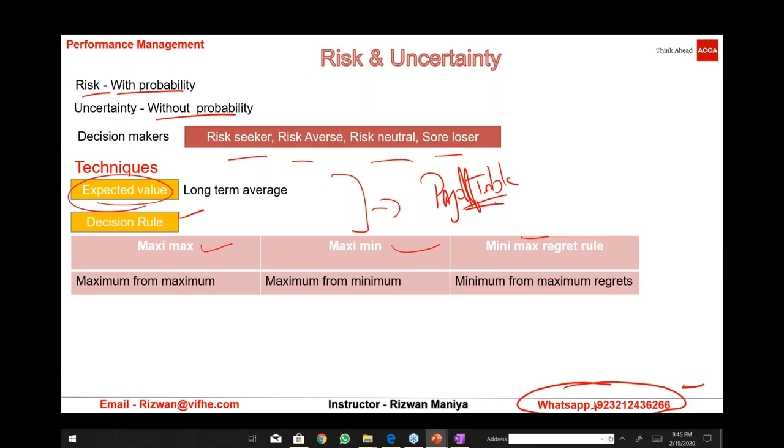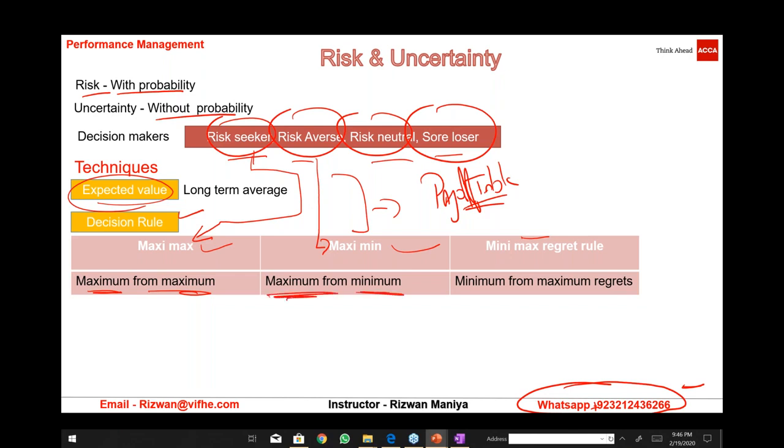Okay. So there are four types of decision maker: risk seeker, risk averse, risk neutral, and sore loser. So a risk seeker is a person that is willing to take risk, and remember, a risk seeker uses the technique maximax, which says that from the maximum we need to select the maximum. Okay. A risk averse person takes very little risk and follows the technique maximin, which means from the minimums we need to select the maximum. Okay, from the minimum outcomes we need to select the maximum outcome.